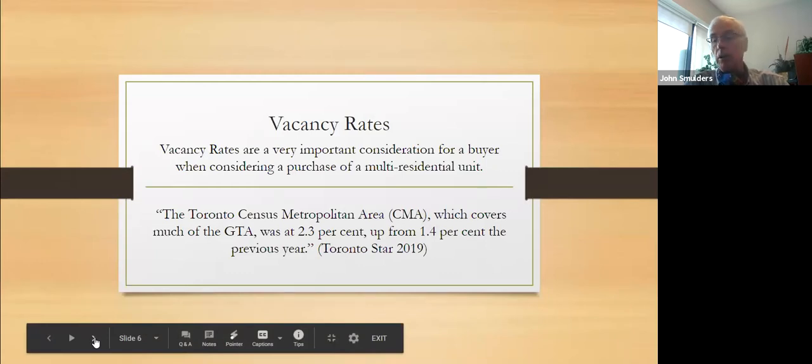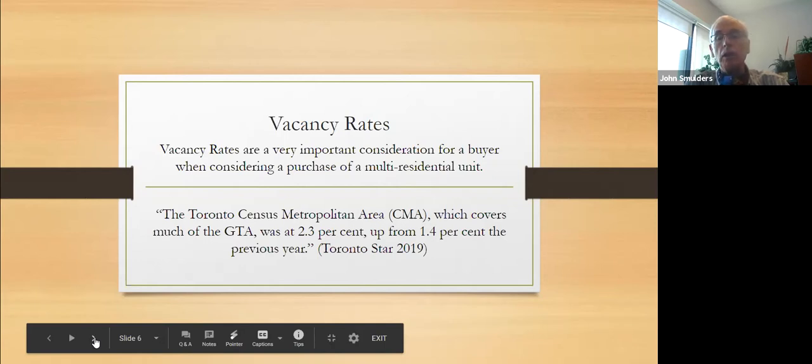Vacancy rates. Well, we're living through this right now, aren't we? For those of you who are following these, that's great. But for those of you who are not, I am recording this on November 17th, 2020, right in the middle of COVID. Last year, the vacancy rate was 2.3%, up from 1.4% in 2018. This year, right now, vacancy rates are creeping up to 3.5%. In some areas in Toronto, they're 4.5%, and vacancy rates are creeping up.